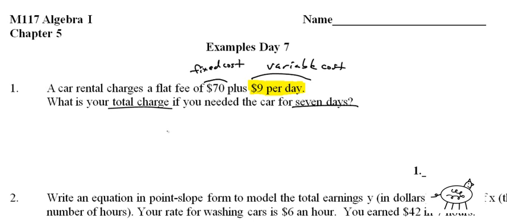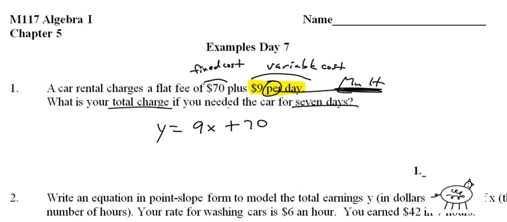So my equation is y equals $9 per day, and when you think about the per, you're thinking of multiplication. So $9 per day plus $70 is a fixed cost. I hope that makes sense, because the variable is changing as the number of days changes, but it's always going to be a flat fee of $70 to rent that car. So that's your equation, and that's the first part.